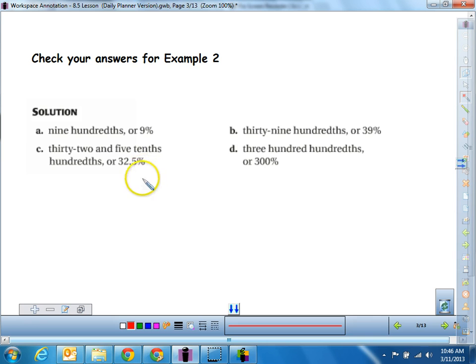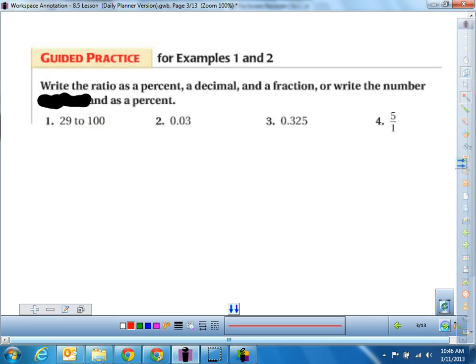So we can look here. These are just the answers that we just went through. Write the ratio as a percent, a decimal, and a fraction, or write the number as a percent. So if we have 29 to 100, this is our ratio. So how would I write that as a percent? 29 to 100 is just 29%. As a fraction, it would be 29 over 100. And as a decimal, it's going to be 0.29. That was a nice easy one. Here's another nice easy one. So let's skip over to this one.